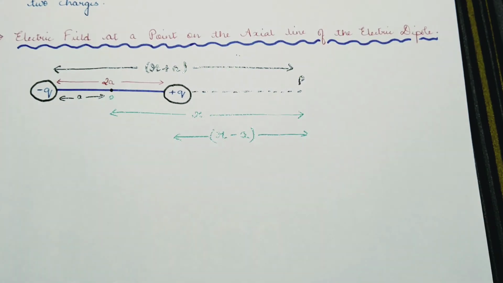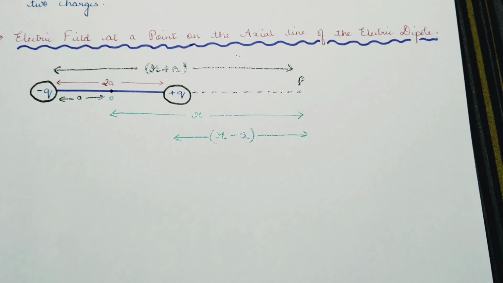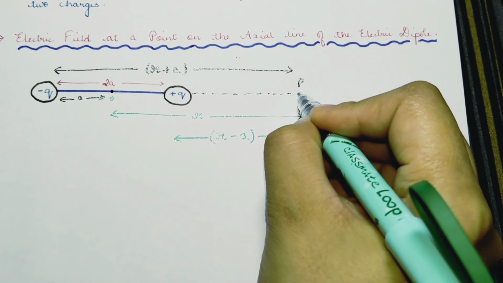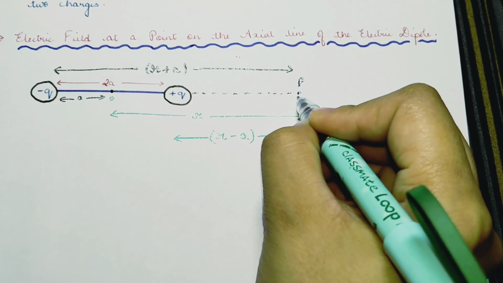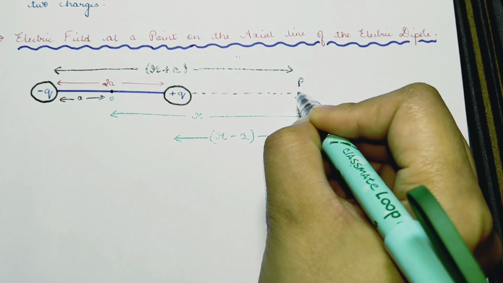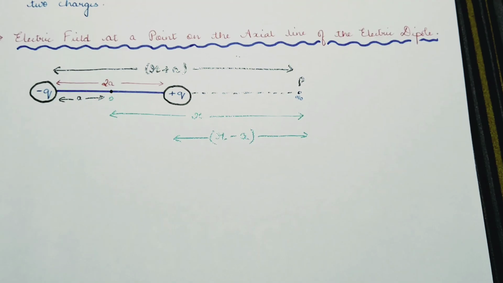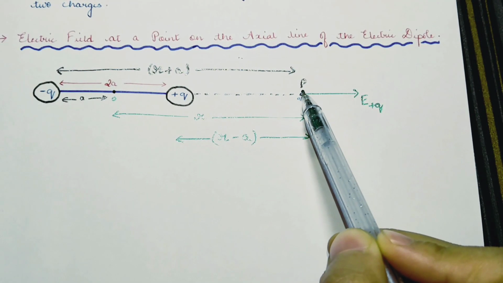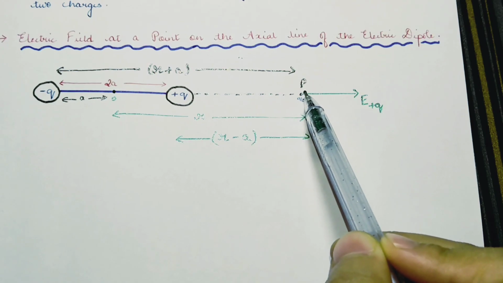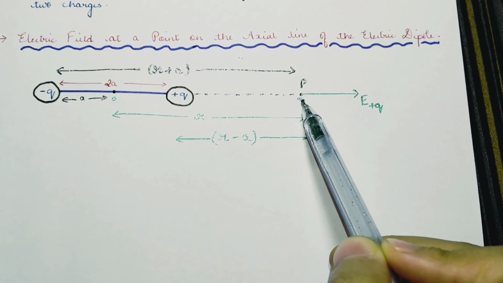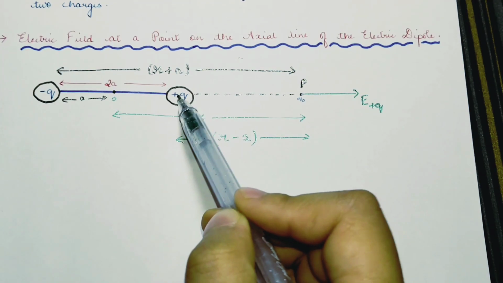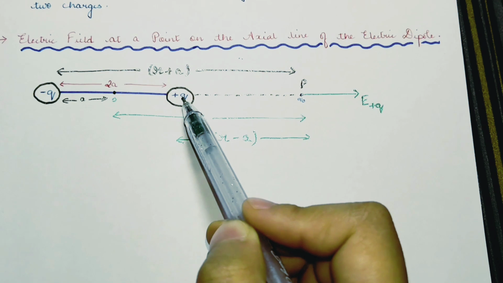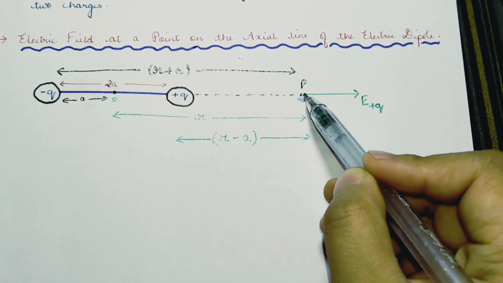Since we want to find the electric field at point P, we'll be considering a test charge here, a positive test charge, q naught. We'll assume the positive test charge to be q naught. We're considering an imaginary test charge here, and we know that a test charge is normally positive in nature. Now, plus q and q naught being both positive, it will experience a repulsive force, right?